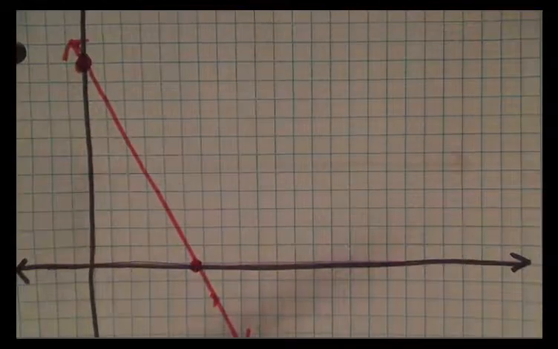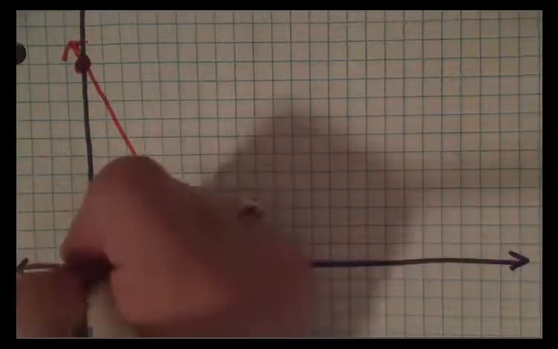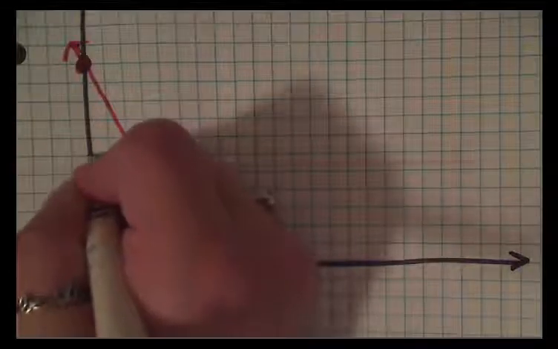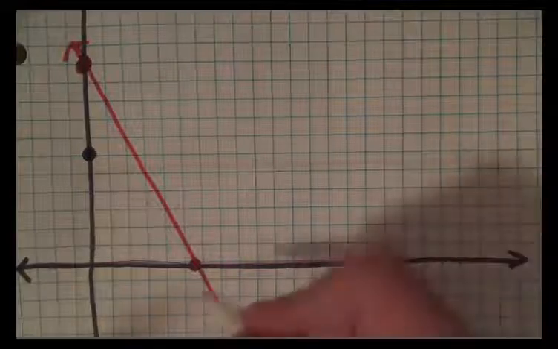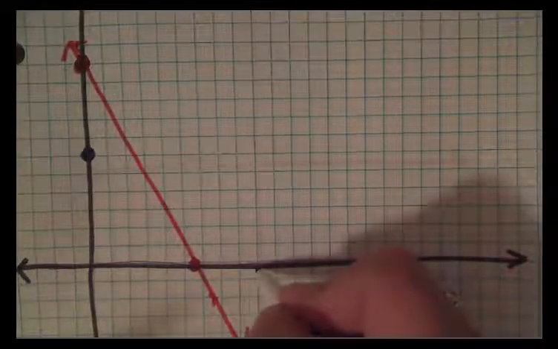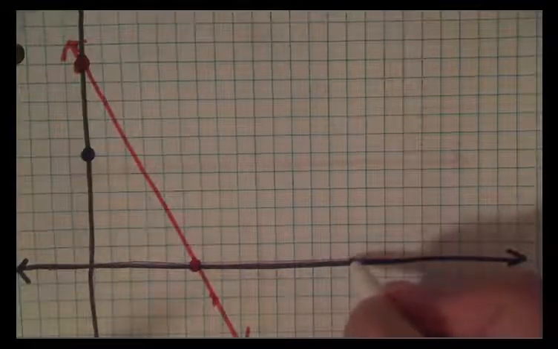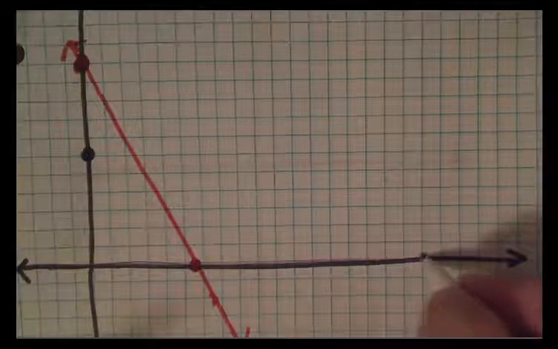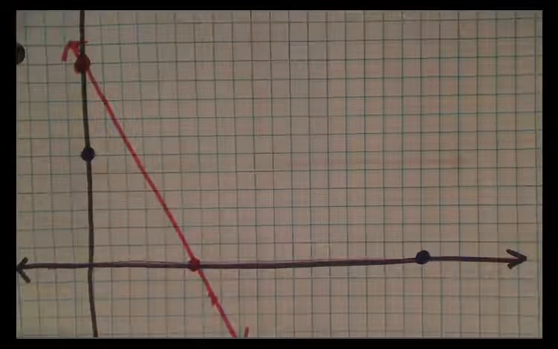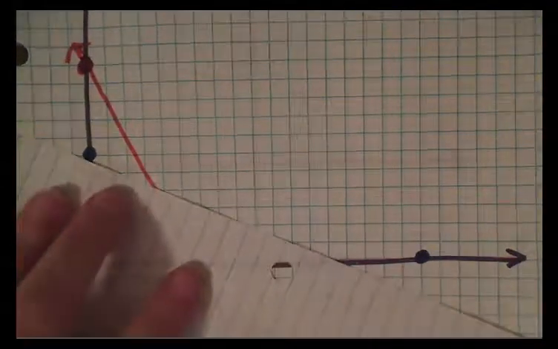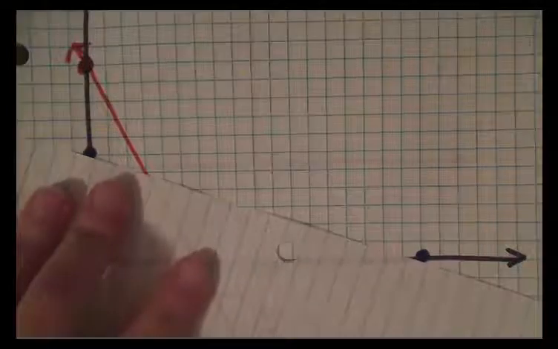So here's my graph paper. First point was 0, 6. 6 right here. And our second one was 18, 0. So there's 6, 7, 8, 9, 10, 11, 12, 13, 14, 15, 16, 17, 18. All the way out there. Connect up those 2 points. Oops. See, told you I'd be able to make a crooked line.